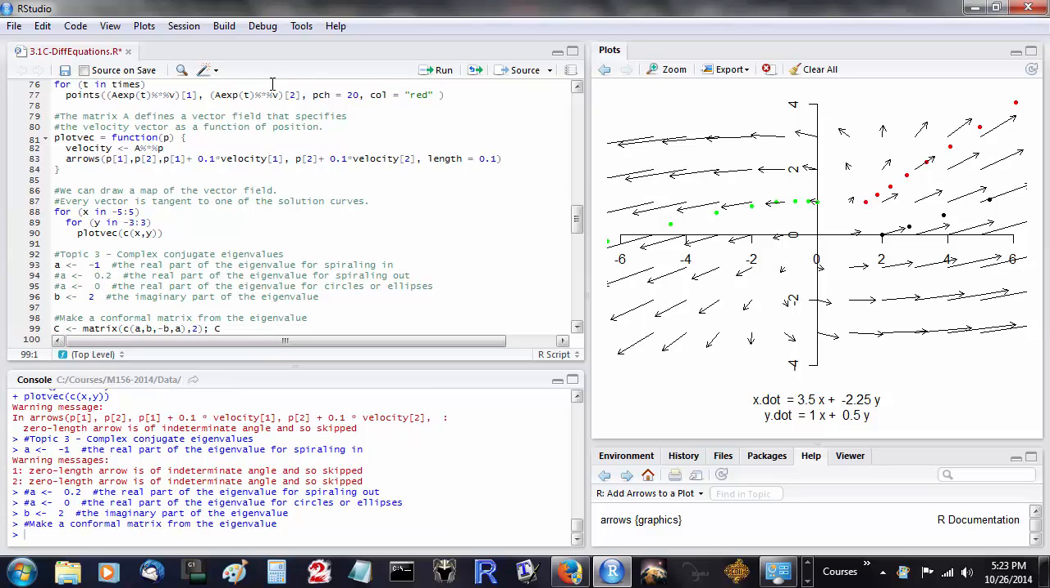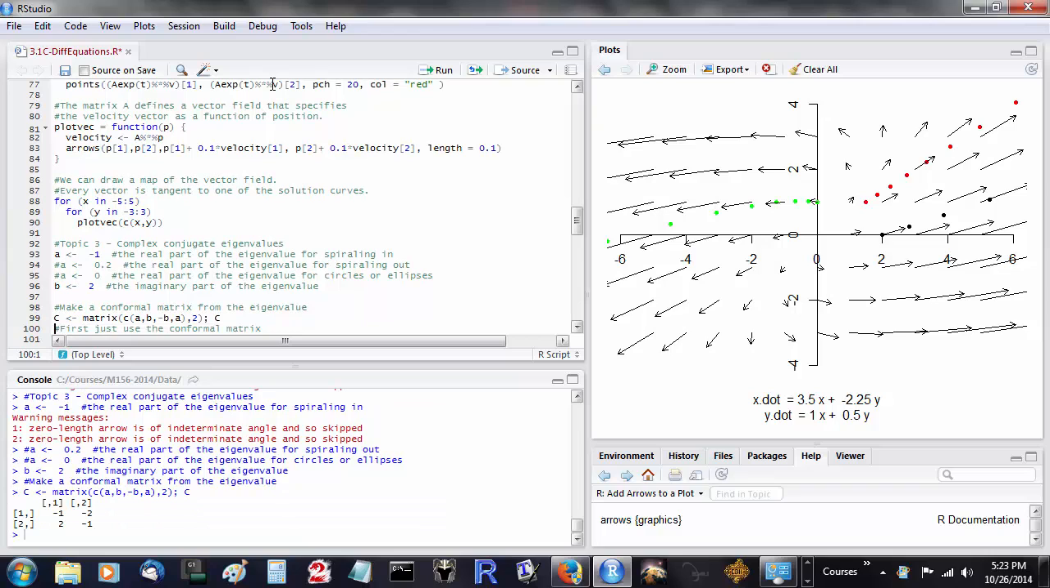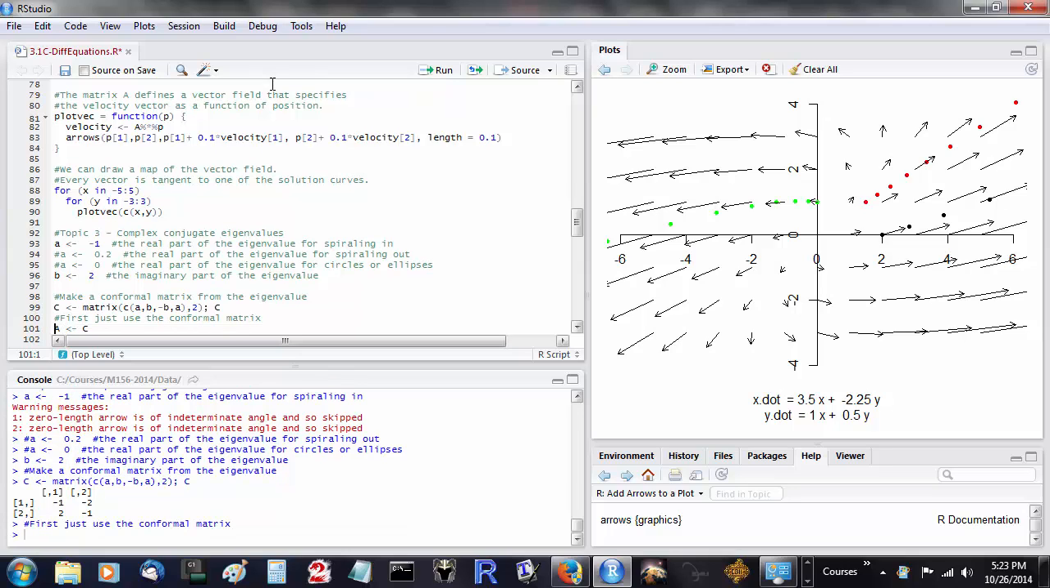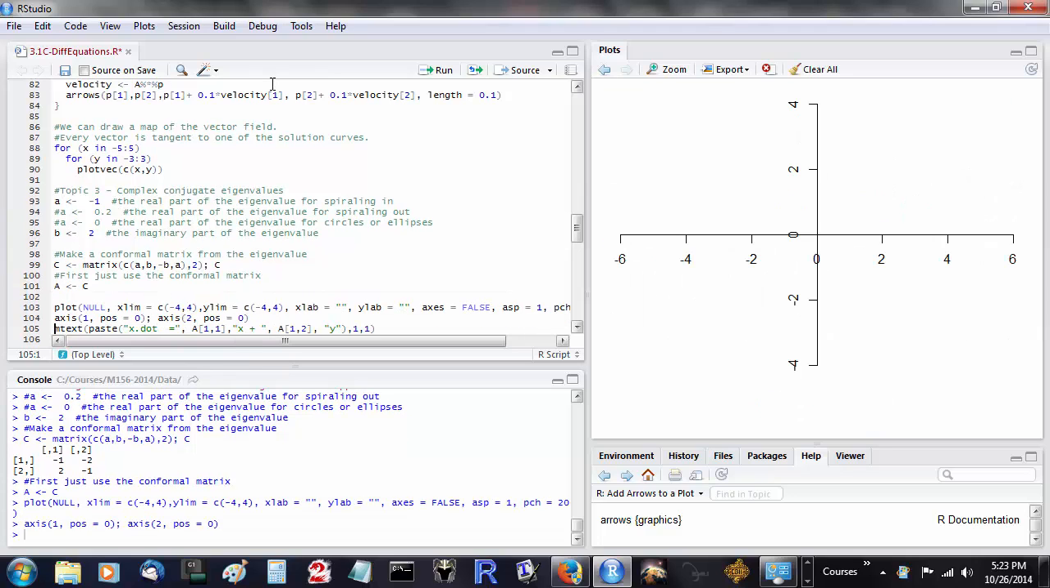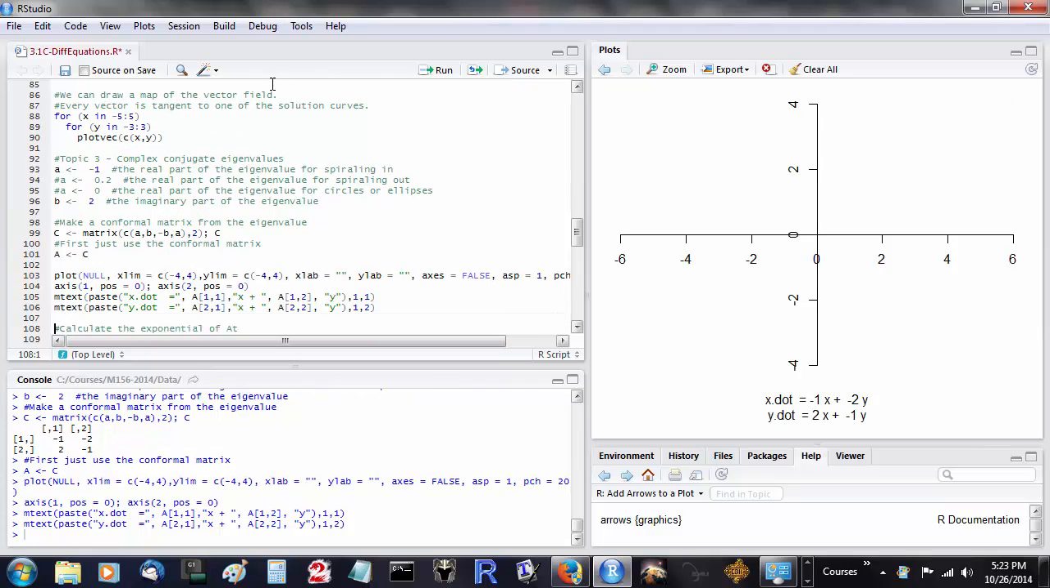Well, we know one matrix that has the complex eigenvalue a plus ib. It's the familiar conformal matrix. There it is. And this is as good a way as any to illustrate what happens in this case. So I will use C as my matrix A, clear out my plot, and put the equation at the bottom: x dot equals minus x minus 2y, y dot equals 2x minus y.